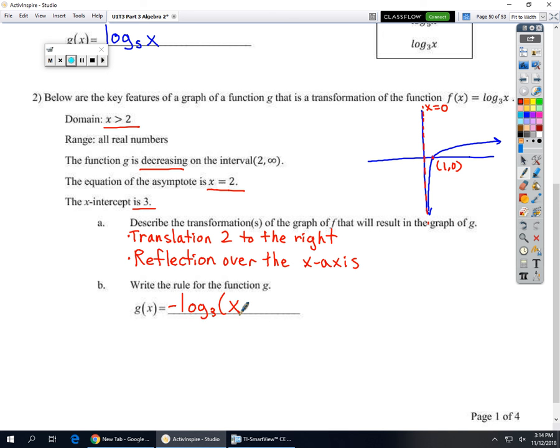I also need to account for the 2 to the right. So I put minus 2. Remember, whenever you have a plus or minus with the x, it always moves contrary to what you would think of. Minus 2 is supposed to be 2 to the left, but it means 2 to the right. This happens with all types of functions. It's going to keep following us. Right? Here's 2.